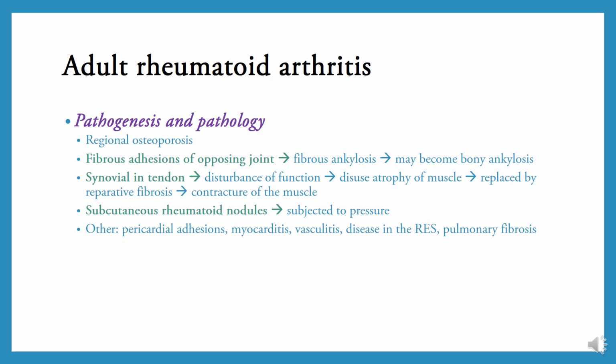Regional osteoporosis, fibrous adhesion of opposing joint synovium and tendon result in contracture of the muscle, and subcutaneous rheumatoid nodules result in areas subjected to pressure. Another, there is pericardial adhesion, myocarditis, vasculitis, disease in the eyes, and pulmonary fibrosis.